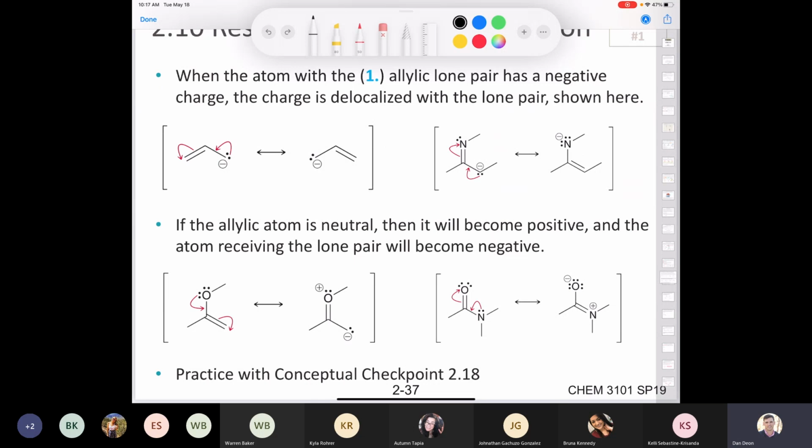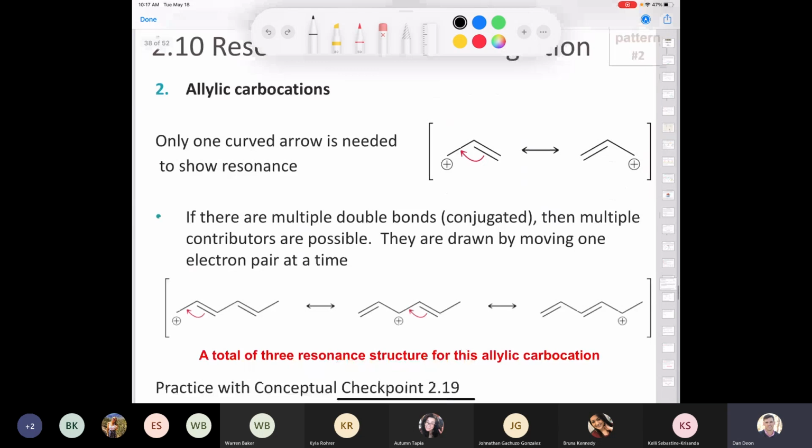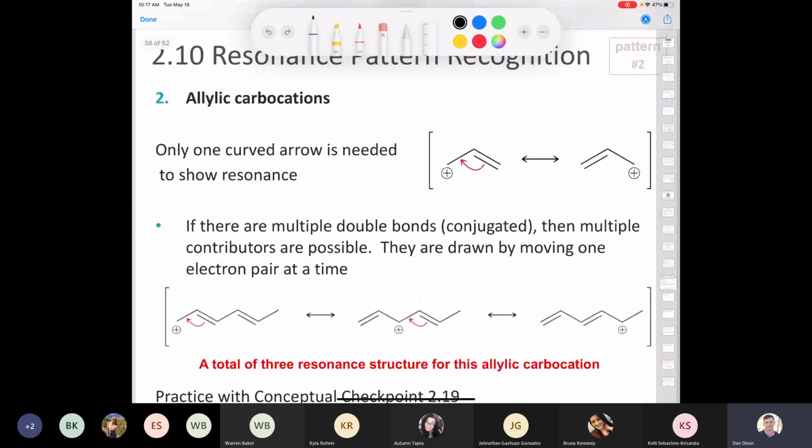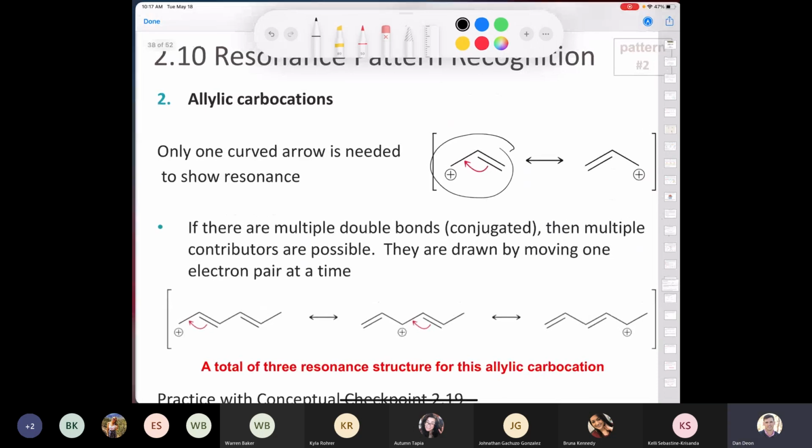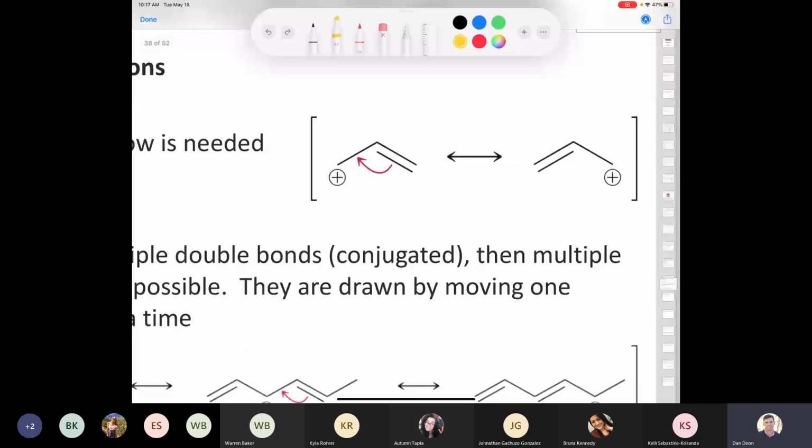All right, what's next? The allylic carbocation, which we already saw. You only need one resonance arrow to draw this. You can see how you just move the pi bond electrons. So here are the electrons from the pi bond. Right here, we move those over, and we make a new pi bond, and now this carbon is going to be electron deficient, and so it becomes a carbocation.